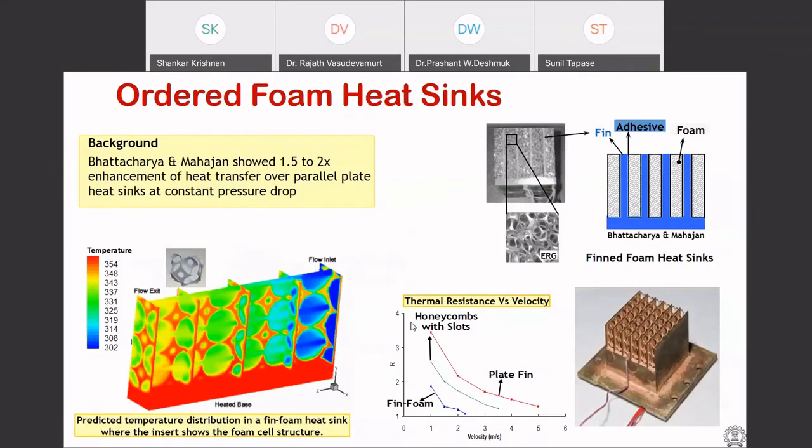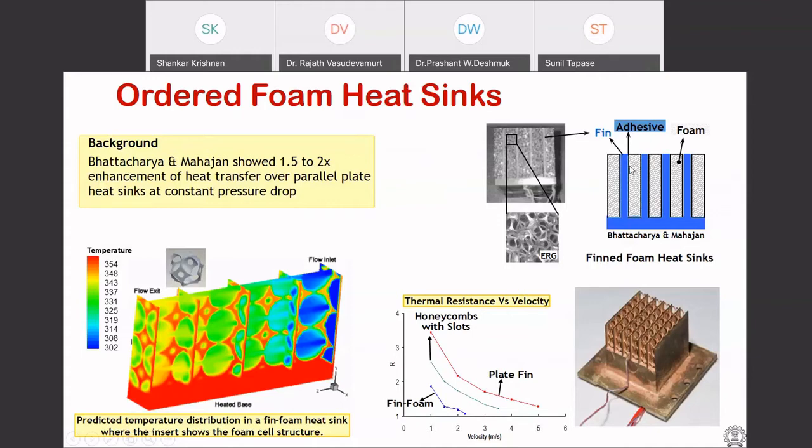If I look at it from velocity versus thermal resistance in this plot as shown here. Or first, let me give an overview. There was a study by Bhattacharya and Roop Mahajan, where they showed that even for a fixed pressure drop, these foam heat sinks had achieved about 1.5 to 2 times improvement in heat transfer. That is still debatable. However, they have shown where they had fins and foams inserted between the fins.